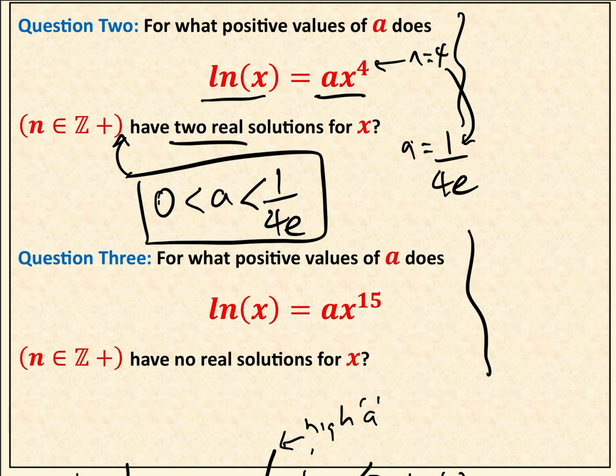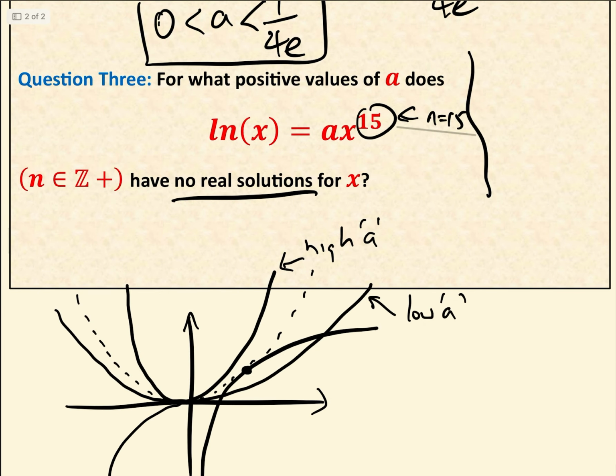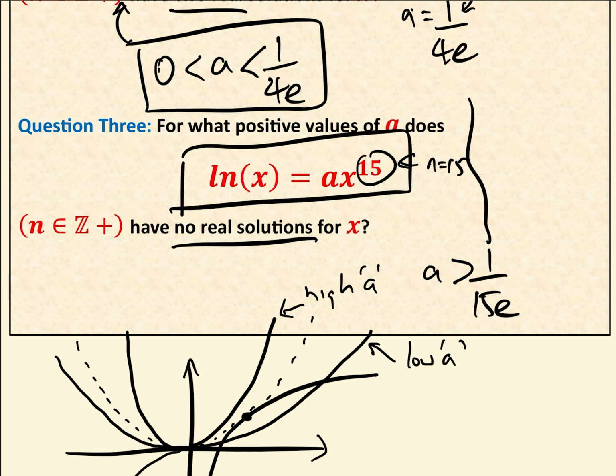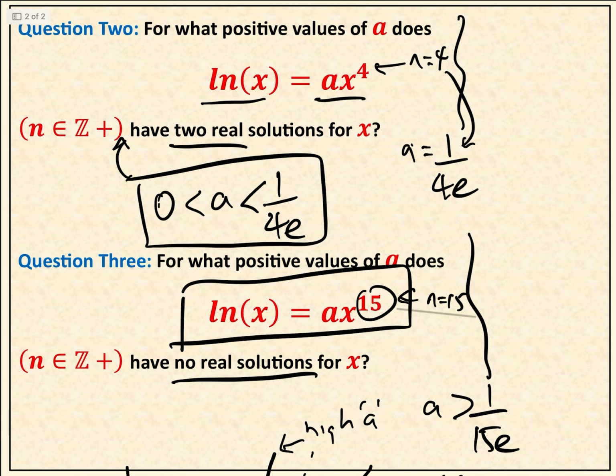And question 3: for what positive a does log x equal ax to the 15 have no real solutions? Well, here n equals 15. Okay, that's just what we discussed. For a high a, there'll be no real solutions. So basically when a is greater than 1 over 15e, there will be no real solutions to this equation. It's very, very useful indeed.